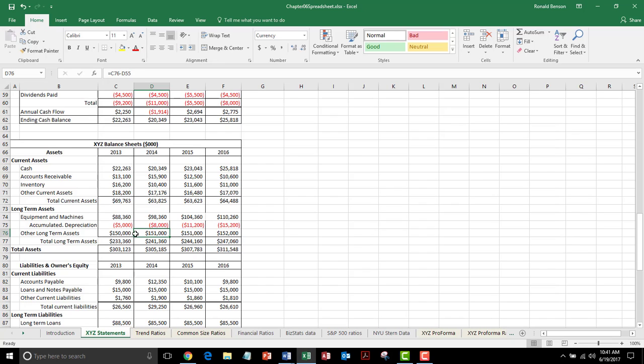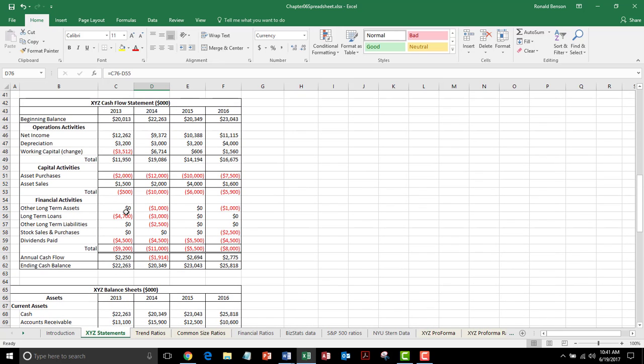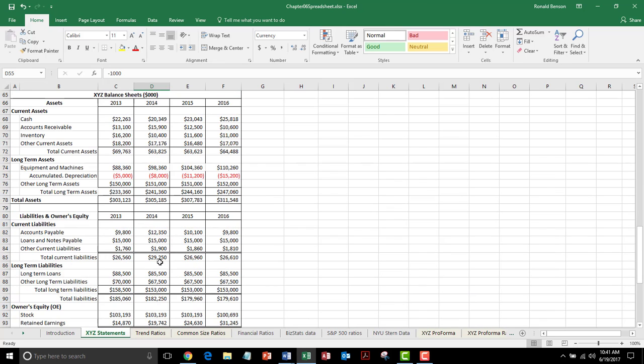Other long-term assets went up by 1,000 or 1 million. Long-term assets, here it is, 1 million, and that was brought down. D55. I can find it. Long-term assets. Way up here. Okay. Went up by 1. Subtracted out D55 and so forth. So we get our total of long-term assets. Here's the total of current assets. You sum that together, we get total assets.